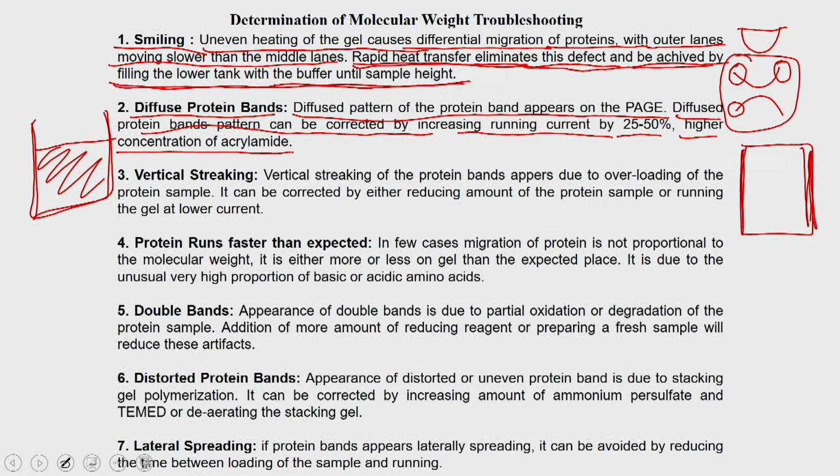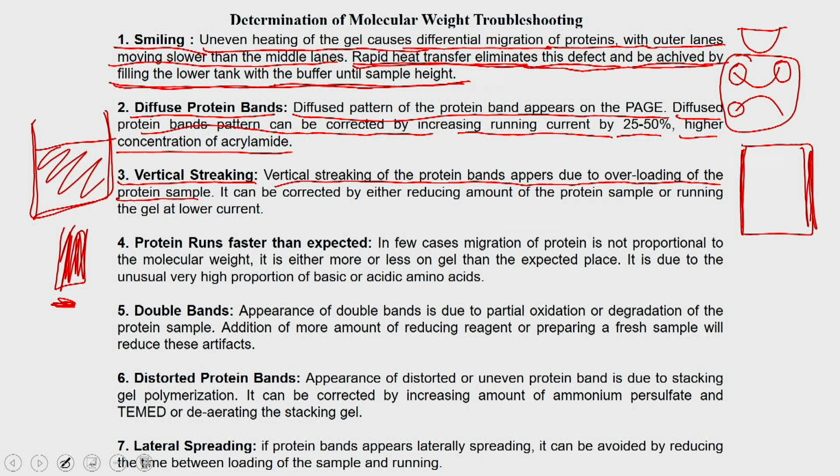So, diffusing protein bands are like you are going to have some kind of streak. Then you have the vertical streak, which means the protein is going to be present in a streak format, which means it is not going to be present in a very concise area. Instead of a band, they are going to have a streak. So, these vertical streaks of a protein band appear due to the overloading of the protein sample.